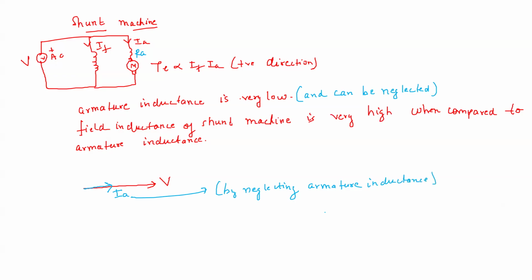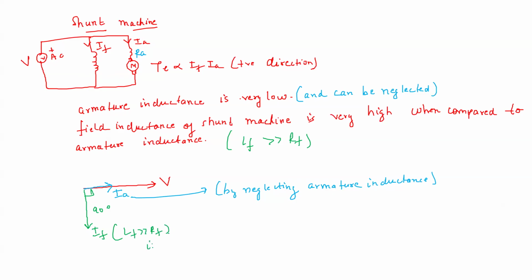Okay. But what about the field inductance? Field inductance is very large. Field inductance is much larger compared to field resistance. So we can take that the field is inductive in nature. So since the field is inductive in nature, the field current, because for an inductance the current lags the voltage by 90 degrees, so IF is lagging the voltage V by 90 degrees, because it is inductive in nature.